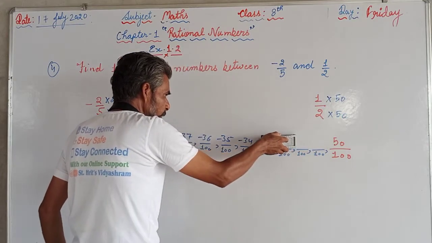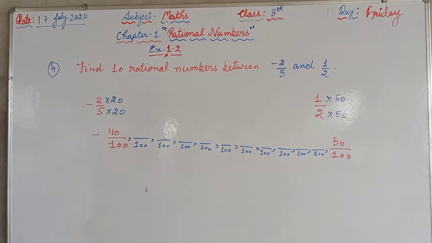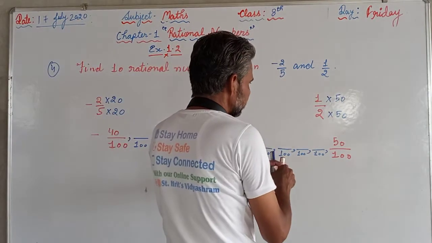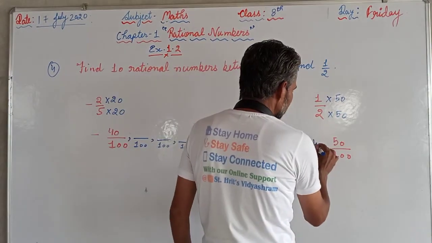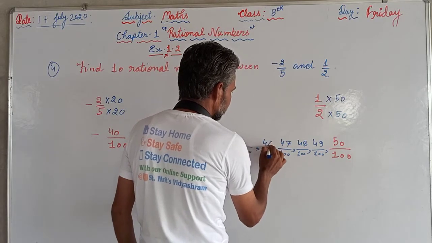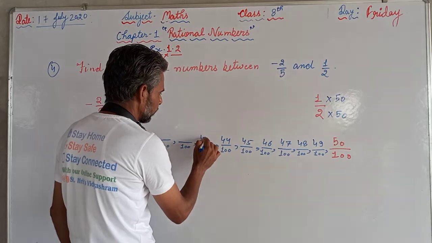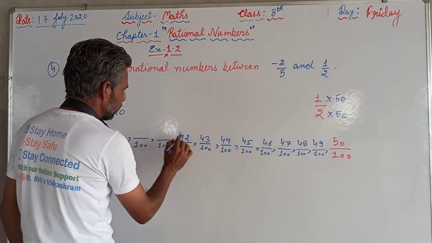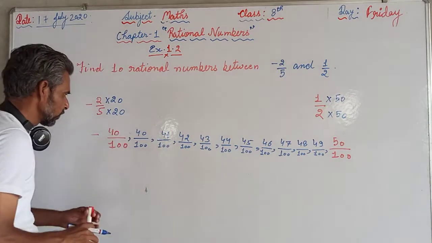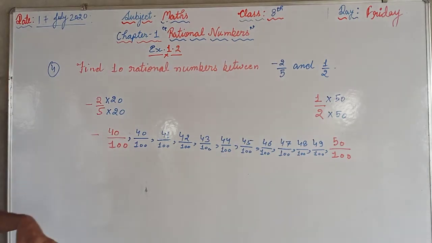If we want positive numbers, then we can take positive numbers. Suppose from this side we can start. What is smaller than 50? 49, 48, 47, 46, 45, 44, 43, 42, 41 and 40. So this is not the same. This is plus 40 upon 100. This is minus 40 upon 100.